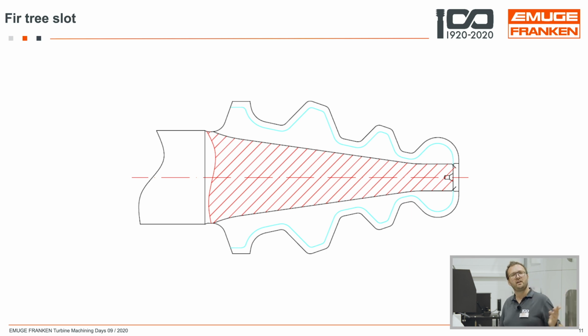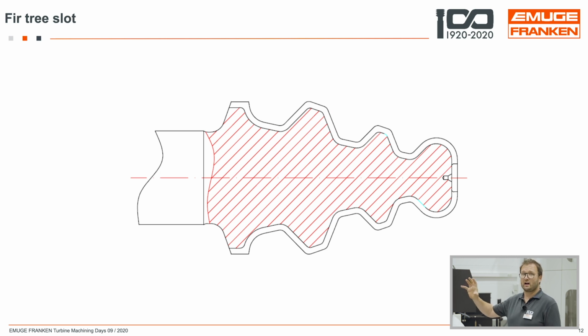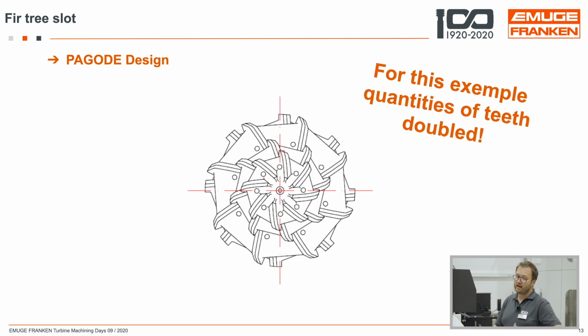So let's think about the option of making this core diameter larger, making the flute just as deep as we need. That is actually the PAGODE design. And in the example, as seen, instead of 4 teeth like we had, we have an increase in the number of teeth up to 8 teeth. So the quantity of teeth is doubled in this example.